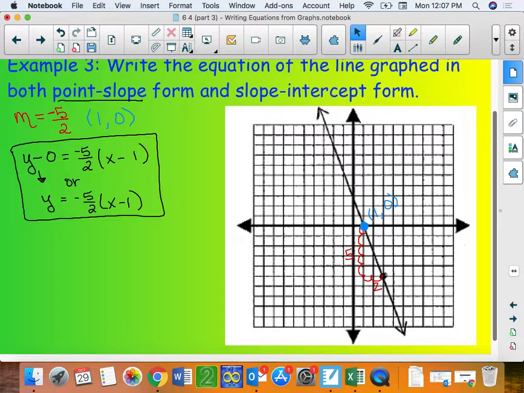Now we're going to put it in slope intercept form, so we need to solve for y. So we're going to distribute negative 5/2 times x is negative 5/2x, and then negative 5/2 times negative 1 would be positive 5/2. And then you're just bringing down this y because it's just subtracting 0, which doesn't change anything. And so this is my equation, since y is already alone, in slope intercept form.